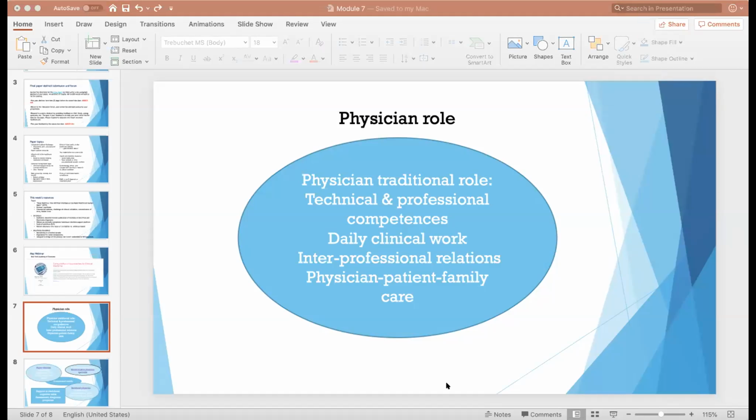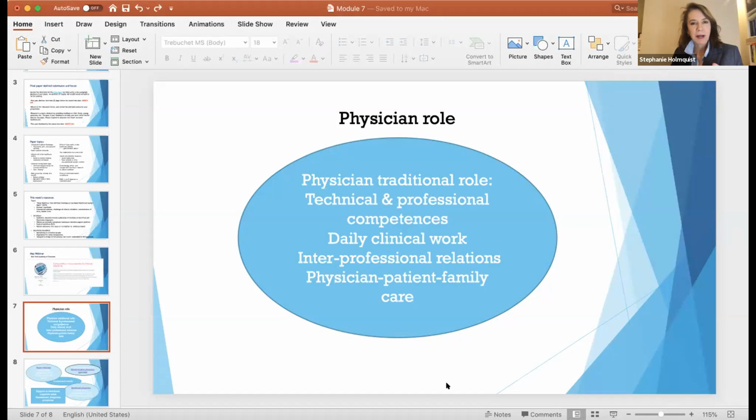Okay, good. So I'm going to start backwards here because we've been talking about the physician role. So I hope you're going to consolidate your thinking about this, because this is something that we're going to emphasize, the physician-patient relationship and AI. So the traditional physician role you're familiar with.